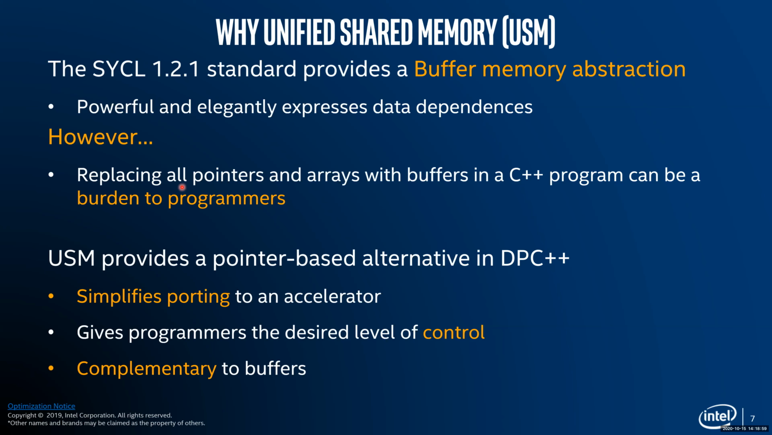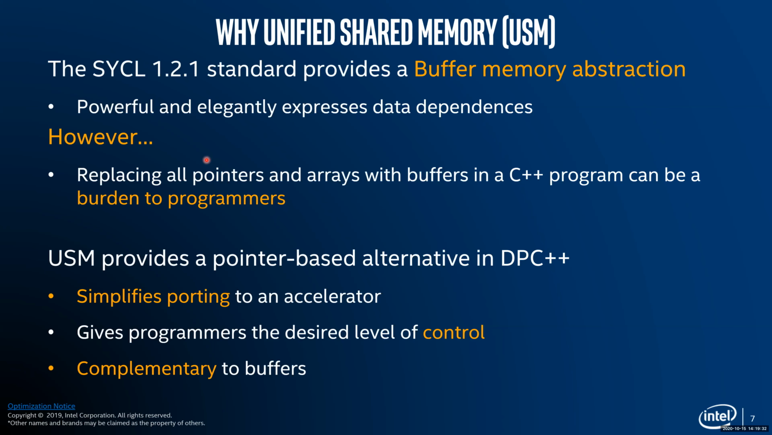So why do we need to use unified shared memory? So we know that buffer memory abstraction is a powerful way to express data dependency. However, using buffers and accessors is a new concept that is not familiar to regular C++ programmers. So if you are trying to migrate your code to DPC C++, using buffers may actually be a burden to programmers.